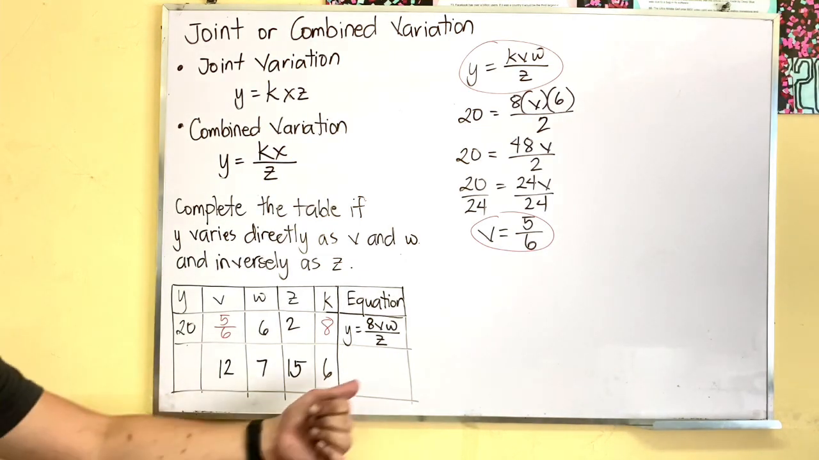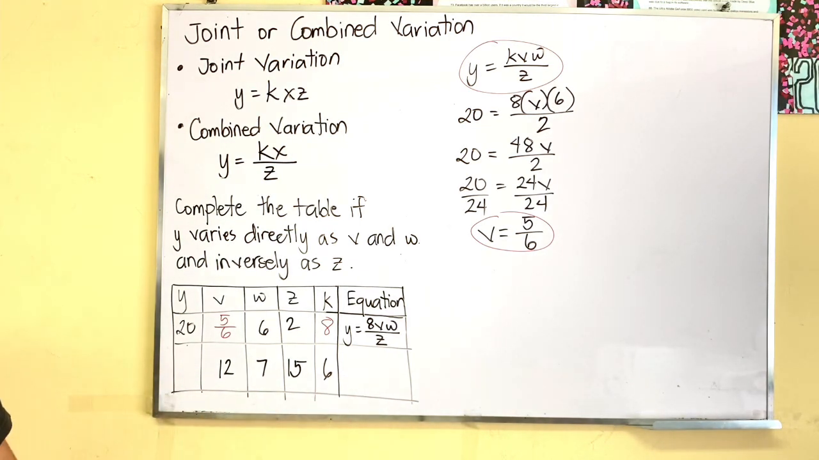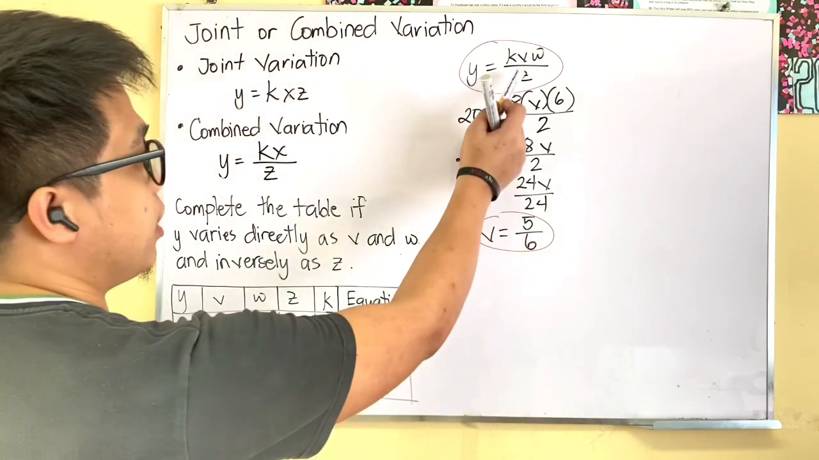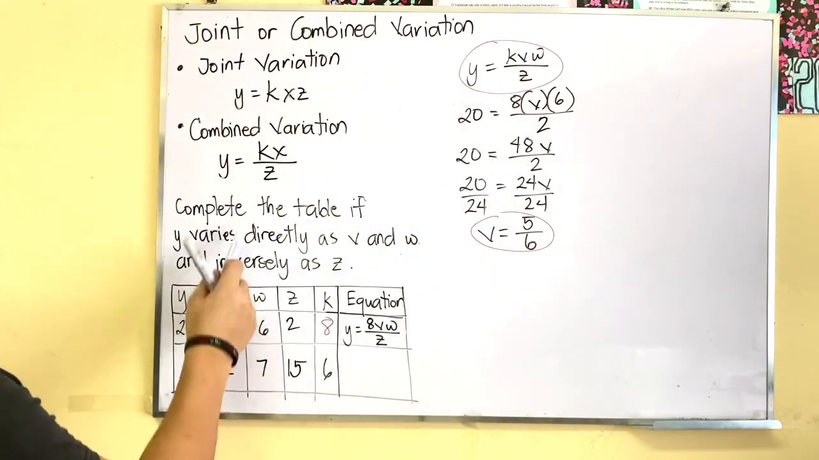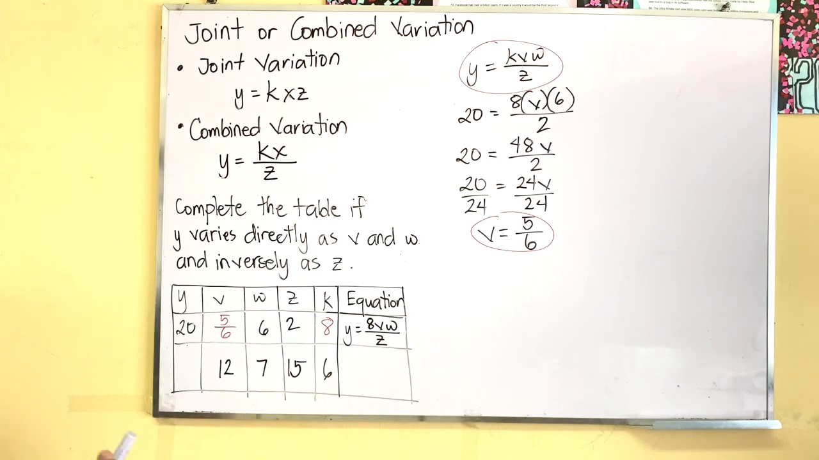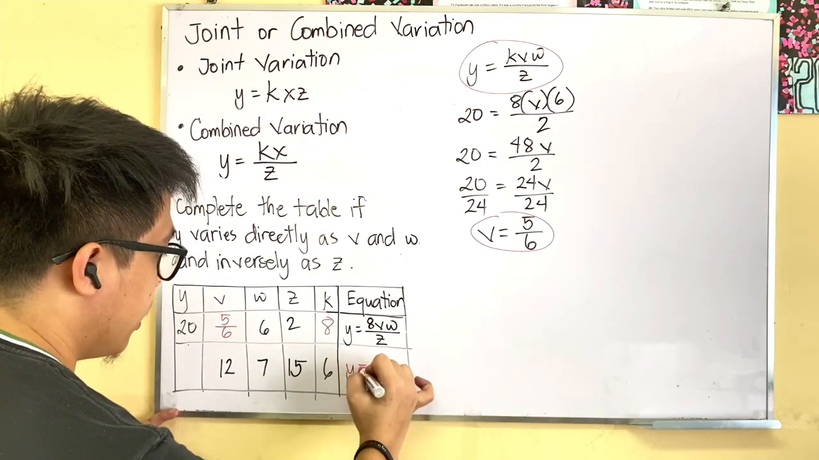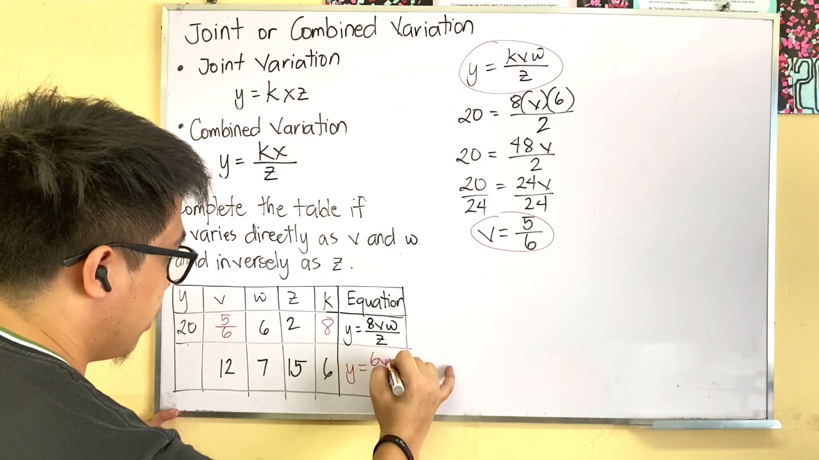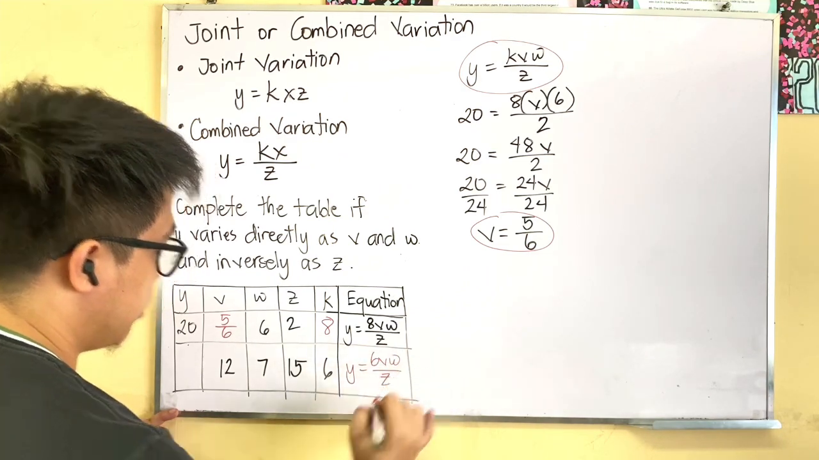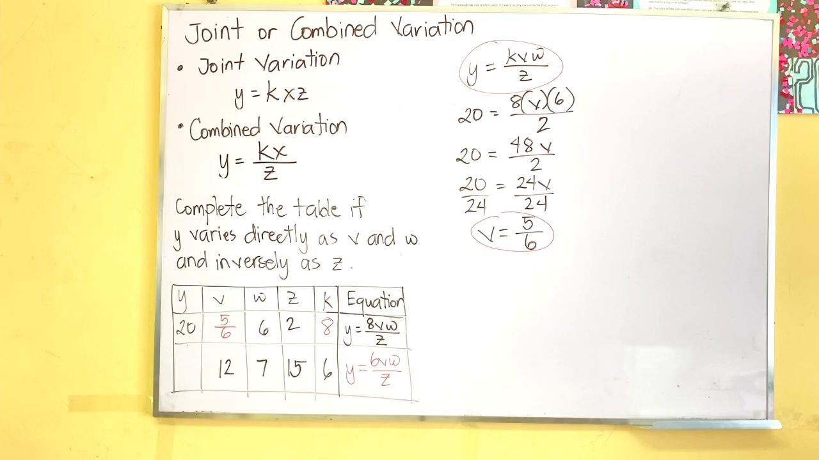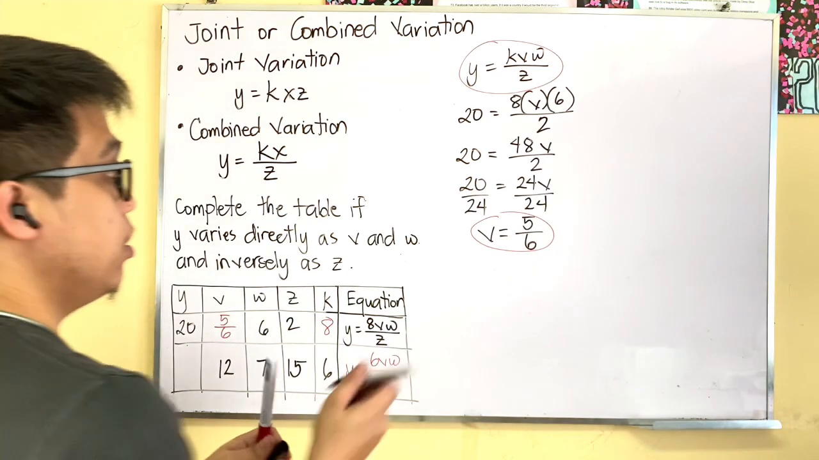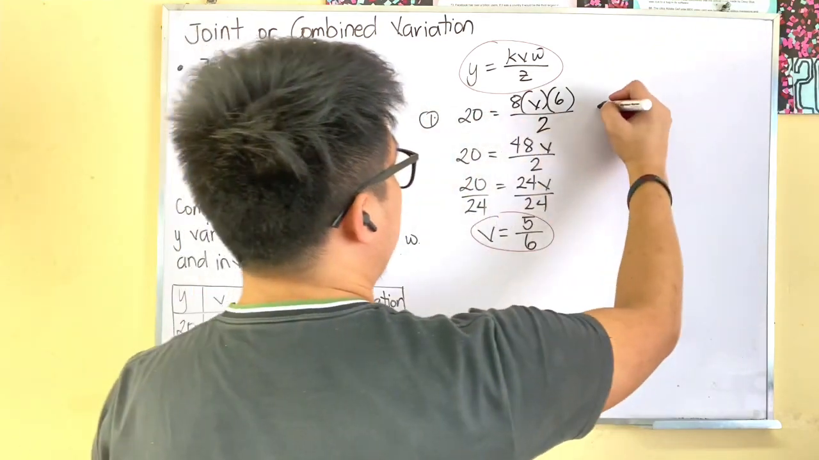Hanapin natin yung Y and yung equation. So meron na tayong K. Isa-substitute lang natin siya dito sa ating nakuhang equation from the given statement. Kung isa-substitute natin ang K, therefore, ang magiging equation natin is Y is equal to 6VW all over Z. Ang hahanapin natin ngayon will be the value of Y. So, how will we find the value of Y?